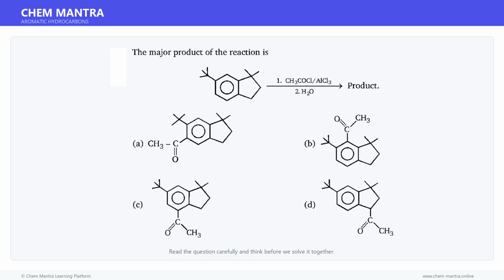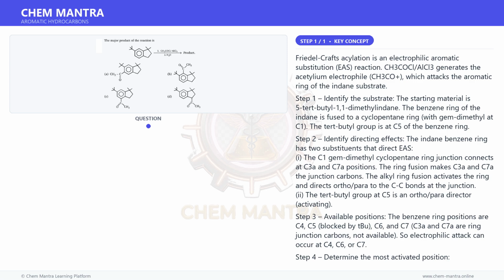Here is a question. Read it carefully and think about the answer. Let us solve it step by step. Let us first understand the key concept here. Friedel-Crafts acylation is an electrophilic aromatic substitution (EAS) reaction. CH3COCl-AlCl3 generates the acetylium electrophile CH3CO+, which attacks the aromatic ring of the indene substrate.